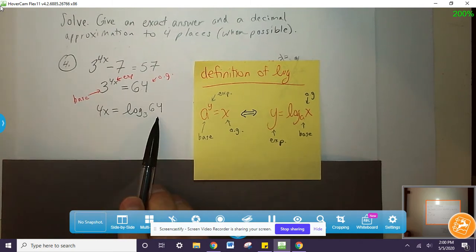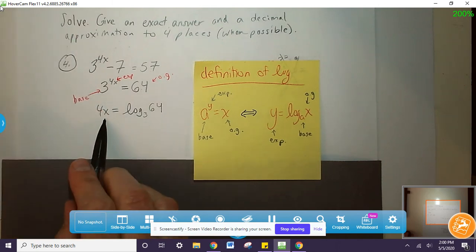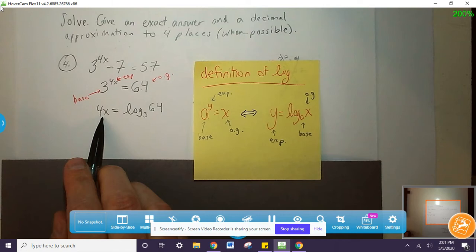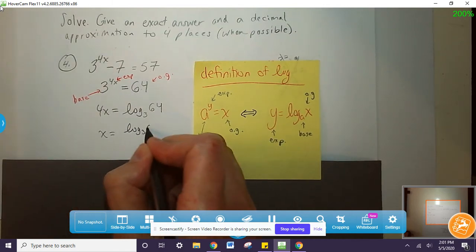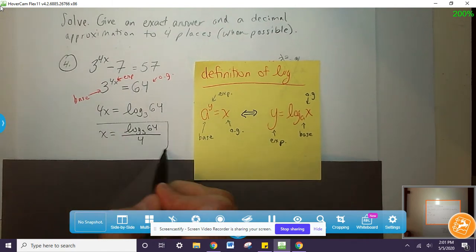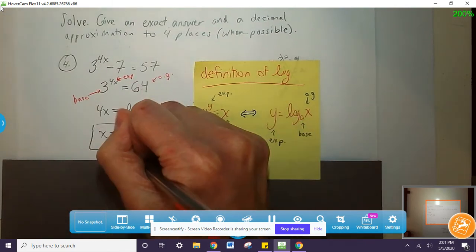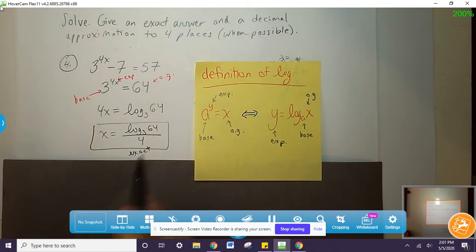And the reason this is helpful is remember what the goal is when we're solving. We're trying to get x alone. We know how to do that. To get x by itself here, we just have to divide by 4. So what we're going to have is log base 3 of 64 divided by 4. That right there is our exact answer. Please circle it, box it, label it as the exact answer.